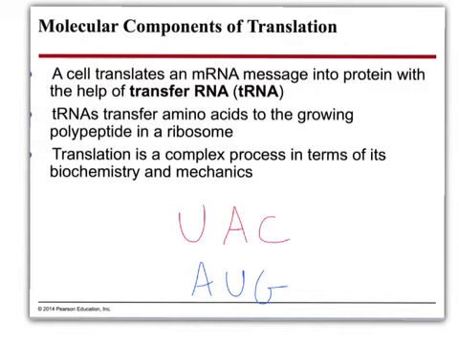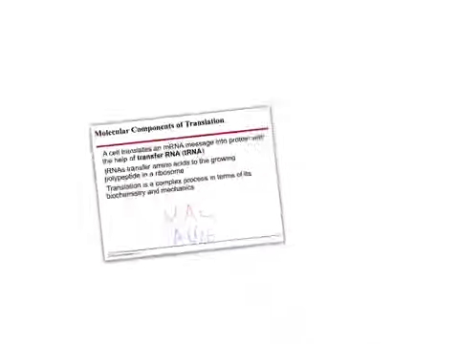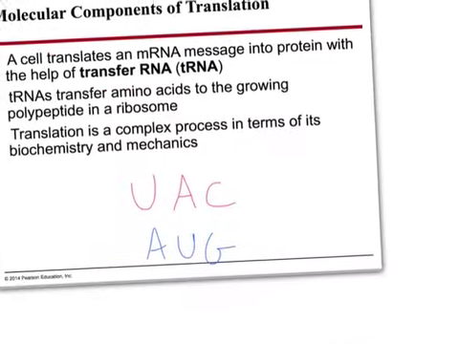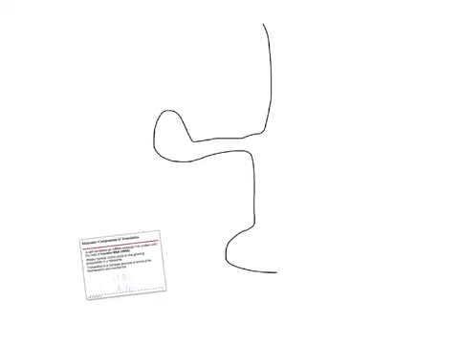tRNA has this area of the anticodon. So this is what tRNA looks like. All right, I'm going to minimize that. I can't separate the two right now. So tRNA looks something like this. It is a molecule of RNA that looks something like that.